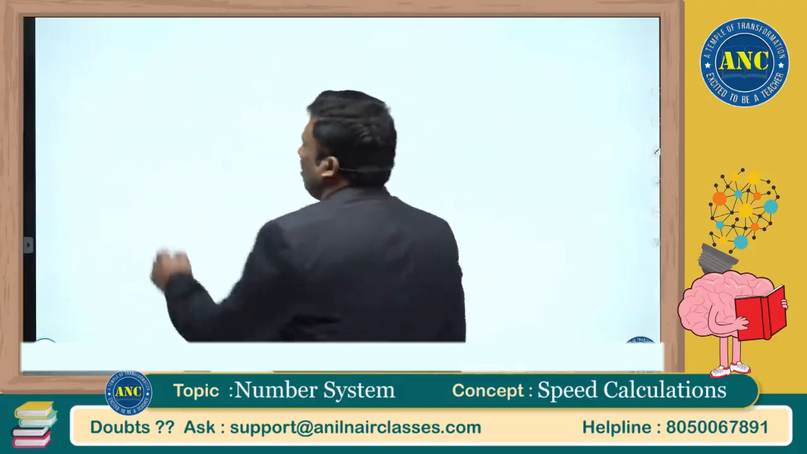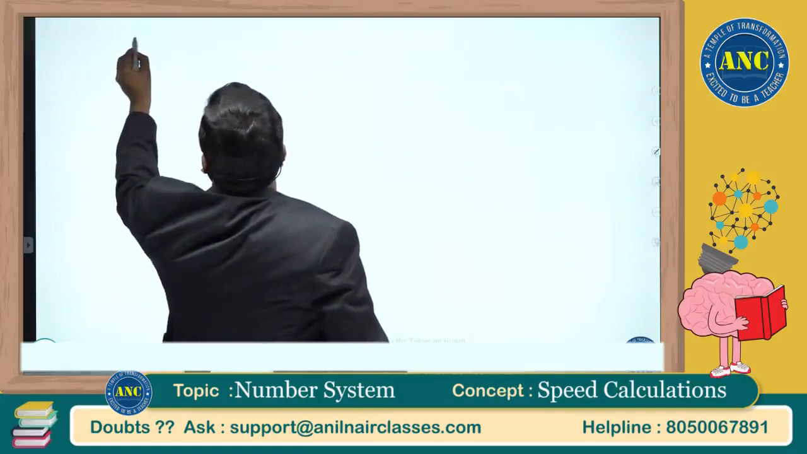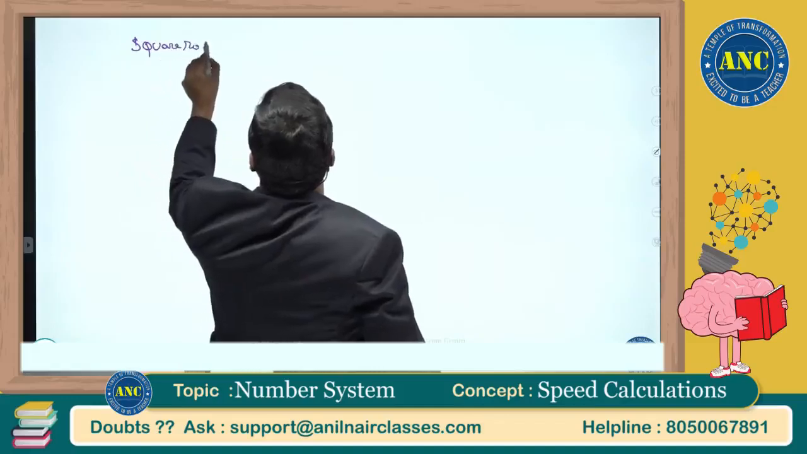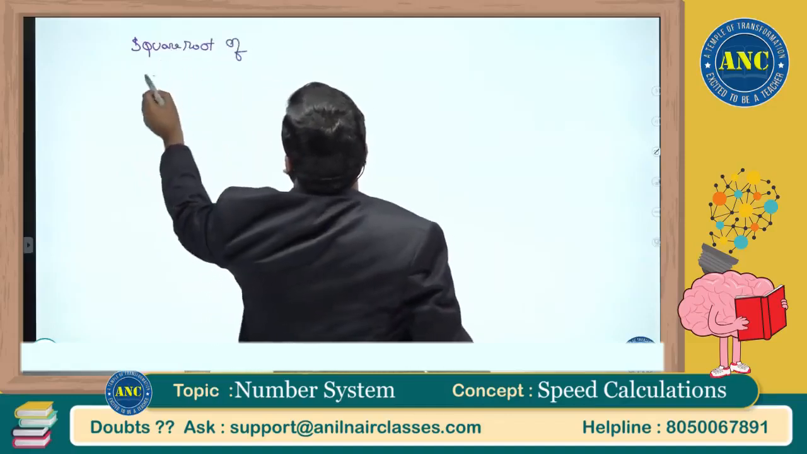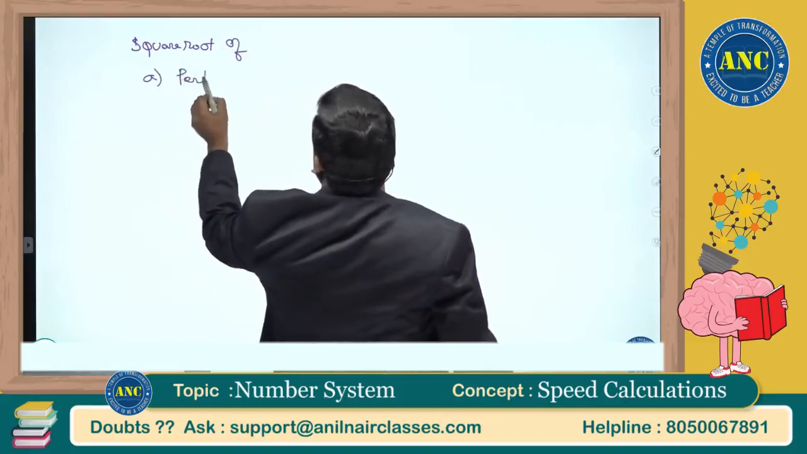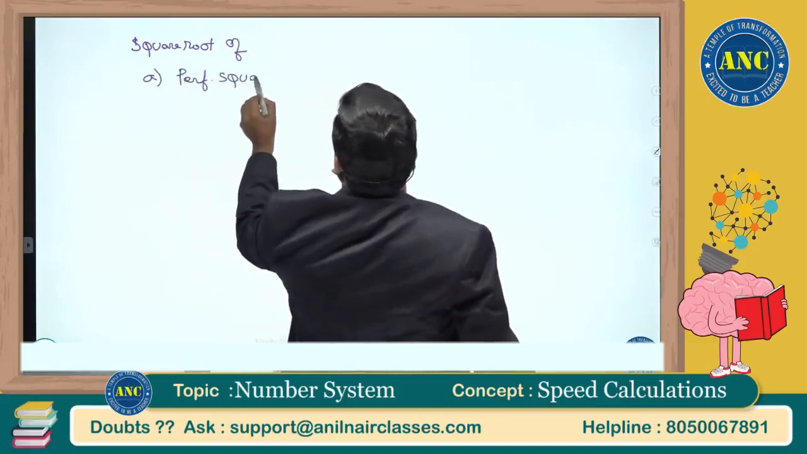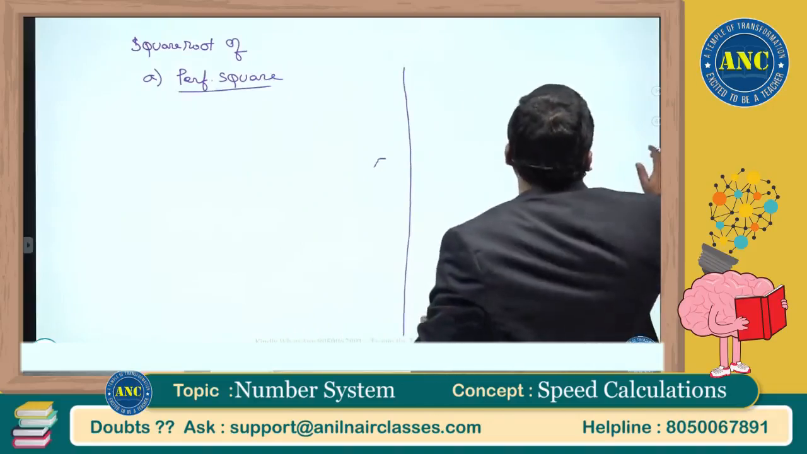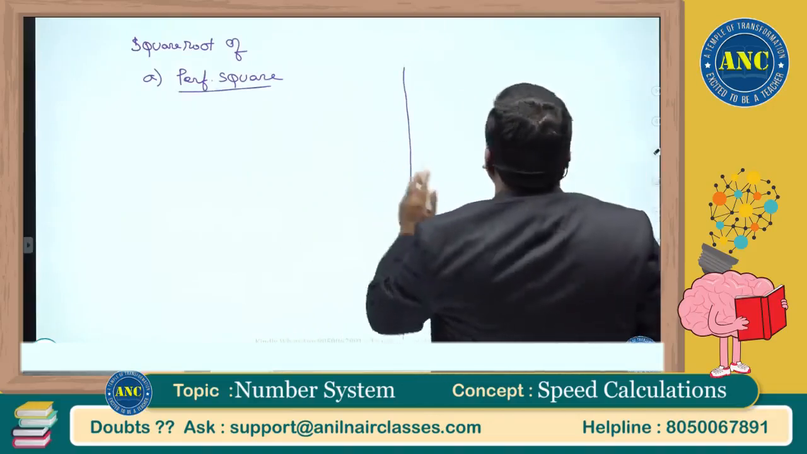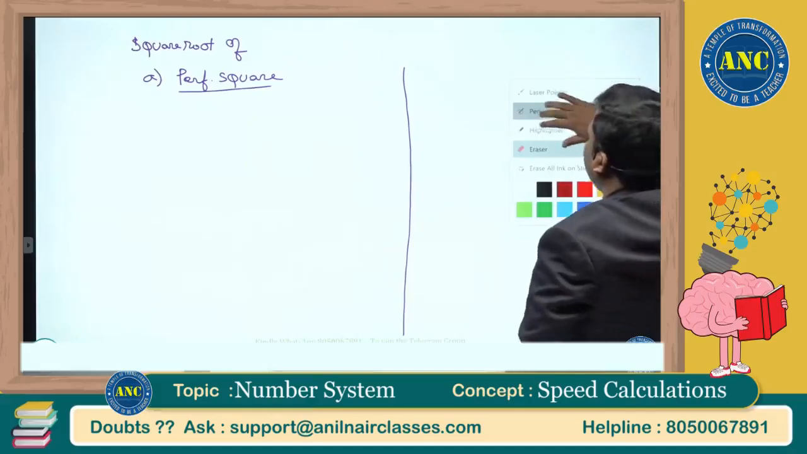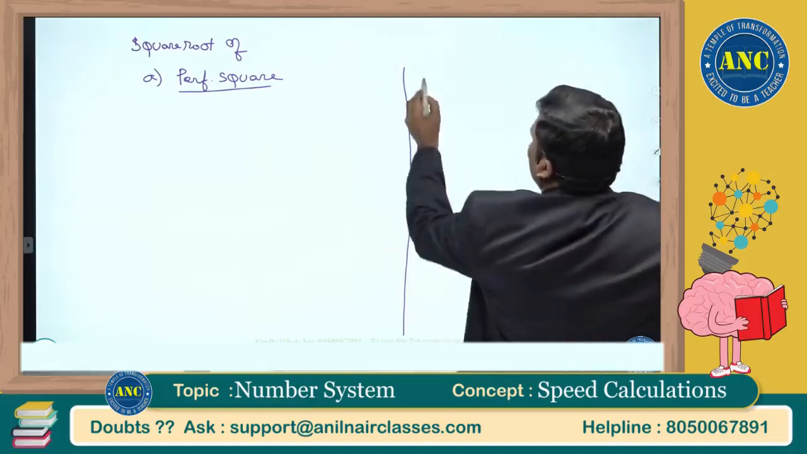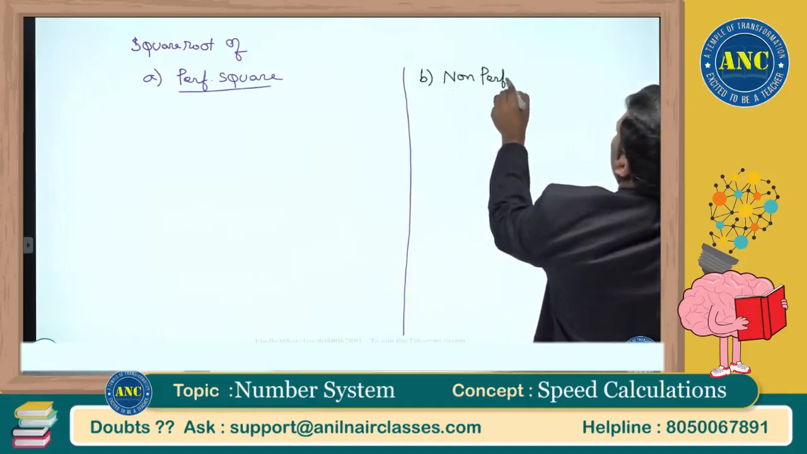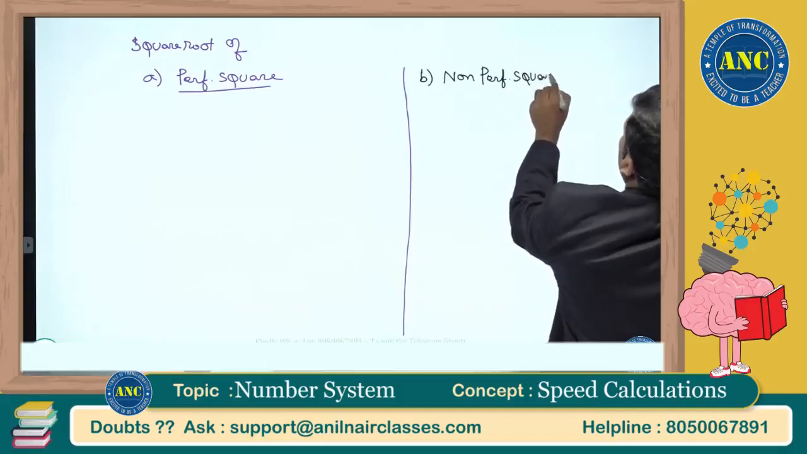Now we will do 5 to 6 problems. How to find out the square root of a perfect square, and then we will also do how to find out the square root of a non-perfect square. Square root of a perfect square we will do, and how to find out the square root of a non-perfect square we will do.